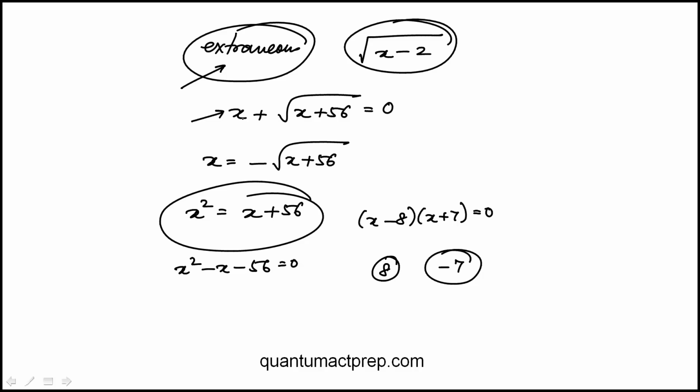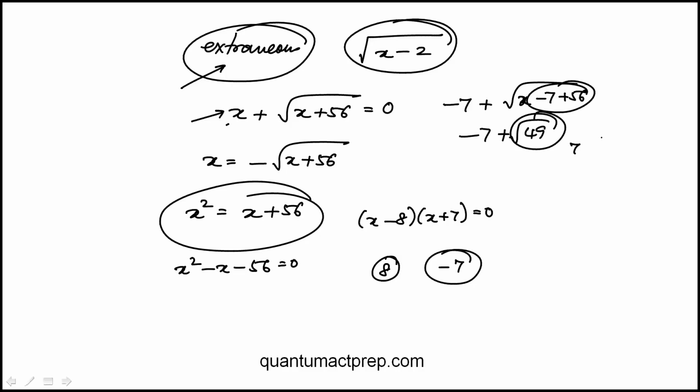And what you will see is that if you plug in minus 7, so this is minus 7 plus 56, minus 7 is 49. So that one will work because square root of 49 is 7. That one is a solution. But 8 isn't. If you were to plug that back in, this is not equal to 0. So that's your extraneous solution.